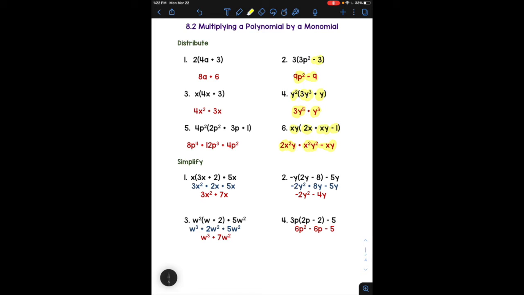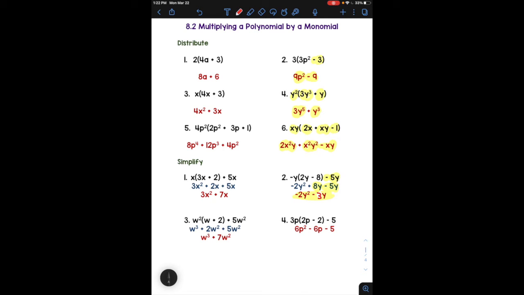Problem 2 and 4 in the second section is just a little bit different from 1 and 3, such that we're now subtracting a term from our answer after distributing. So when we're subtracting, 8y minus 5y is 3y.